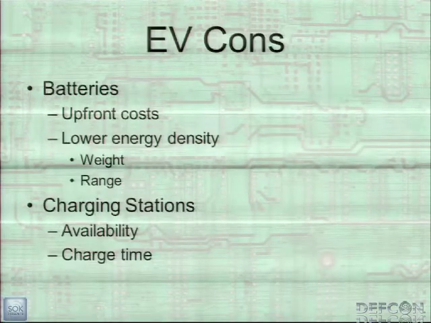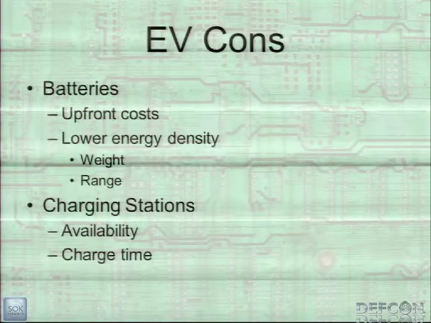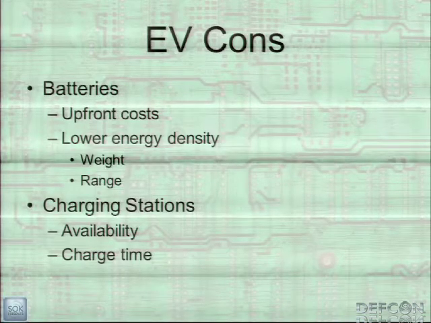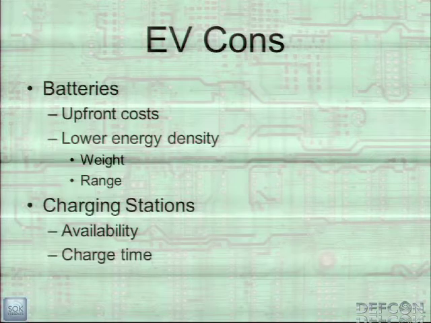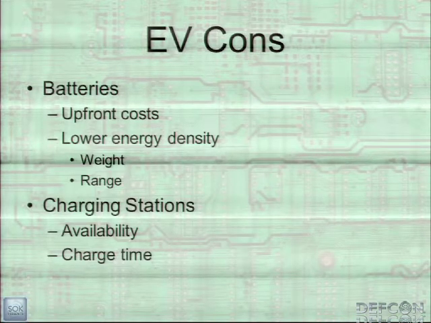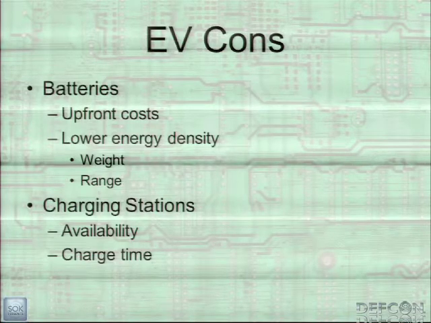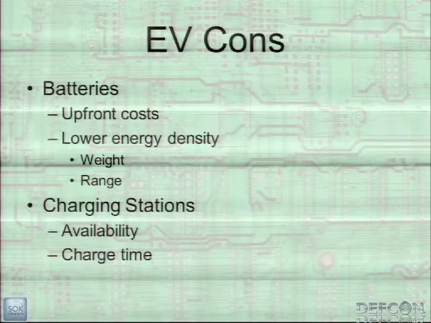So the cons, of course, are the batteries. They're very expensive to purchase up front. Newer batteries that are coming out now will last up to 10 years. So if you build it into the price of the EV, then it's not really a big deal because you don't have to replace them. But compared to gas, it is low energy density, and so because of that, your range is also lower.